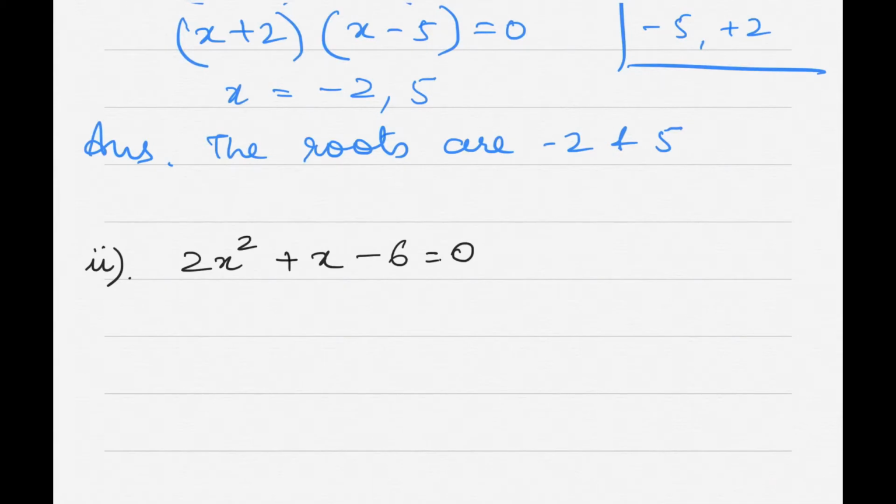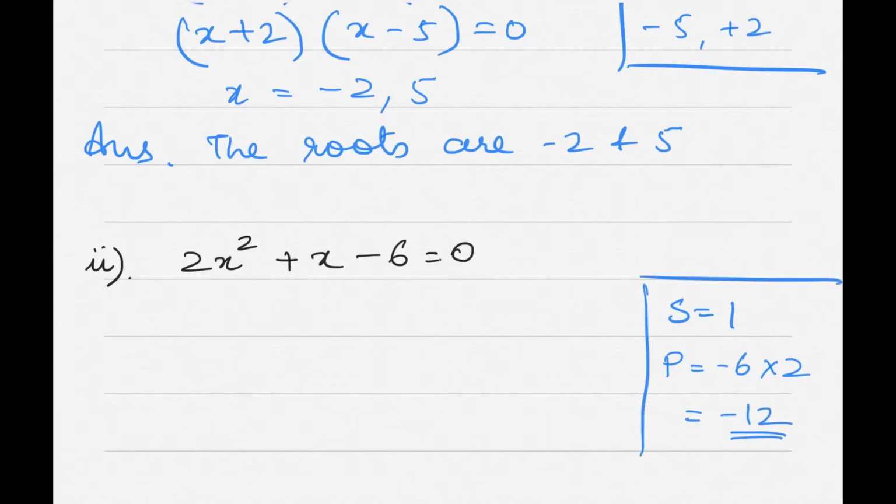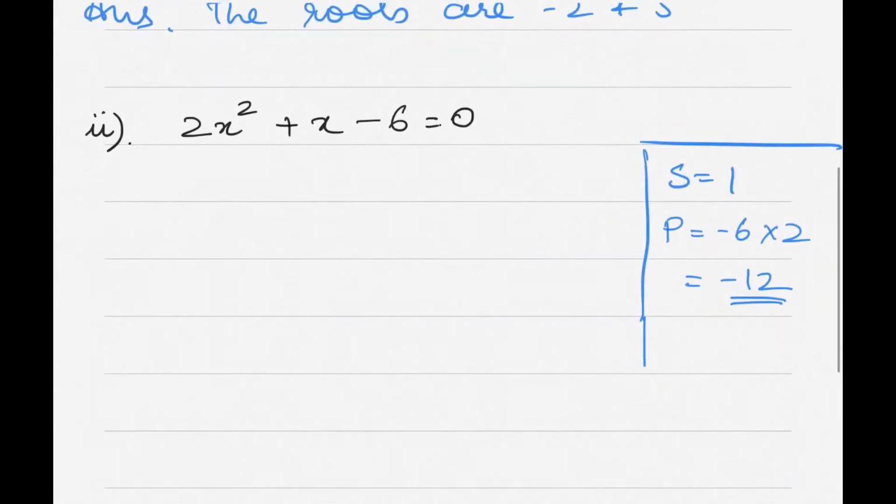Second part is 2x square plus x minus 6 is equal to 0. Now let's solve it. So my sum is equal to 1, right? Plus 1, the middle term coefficient, and my product is equal to -6 into 2, right? So it will give me -12. So I can figure out that my two numbers whose sum is 1 and product is equal to -12 can be 4 and 3. 4 into 3 is 12.